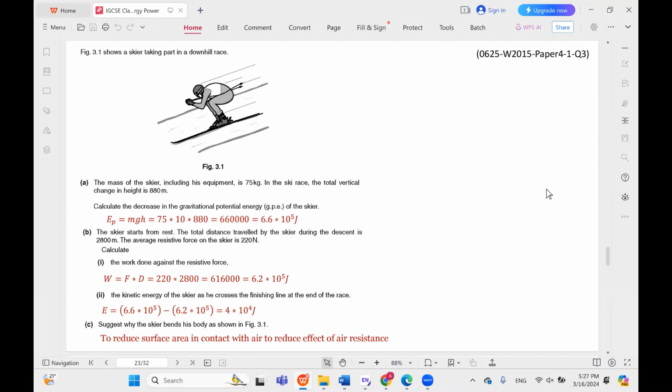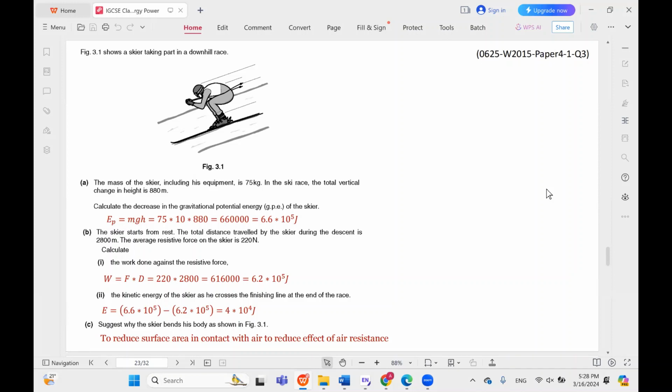In B, we are told the skier starts from rest. The total distance traveled during the descent is 2,800, and the average resistive force is 220. You have force and distance, and you're required to find work. Again, this is quite straightforward. You multiply those two values, and you get the value of W as 6.2 times 10 to the power of 5.